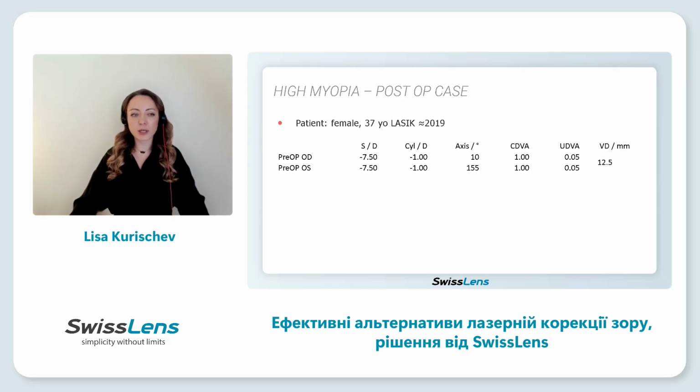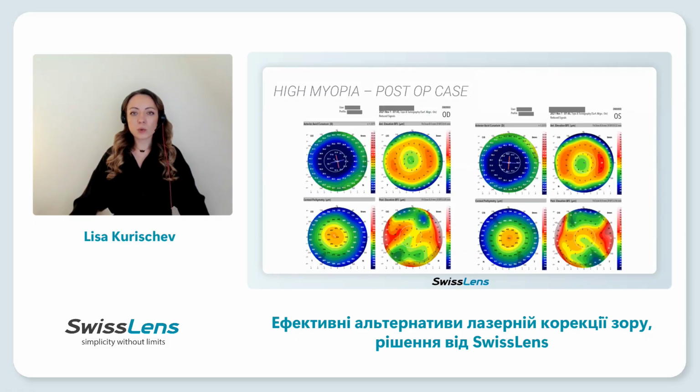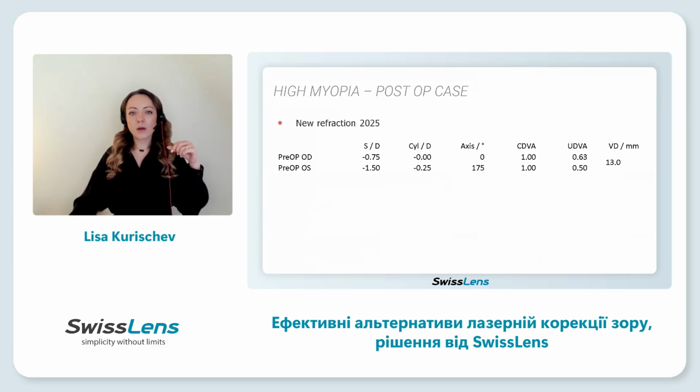So years later, she came up for a checkup. We did a topography, and we can see the LASIK was really well done. It's nicely centered with a regular pattern. This is actually very important and helpful for us to be able to make a better lens fitting. So we found out that her myopia had increased, not that much as you can see here, but still it was enough for her to seek help.